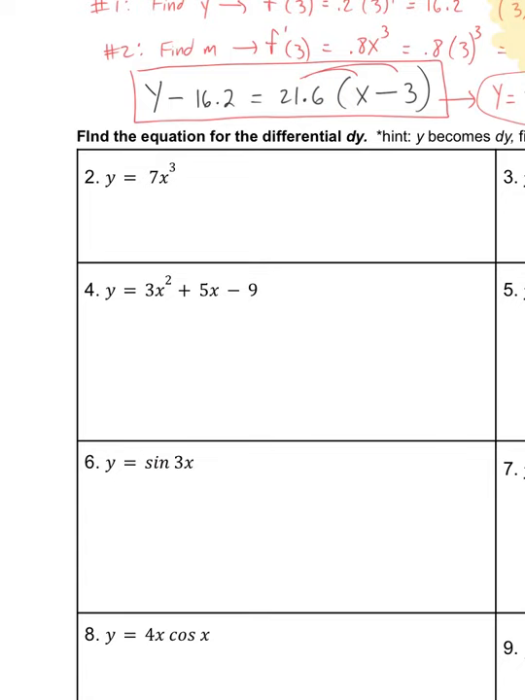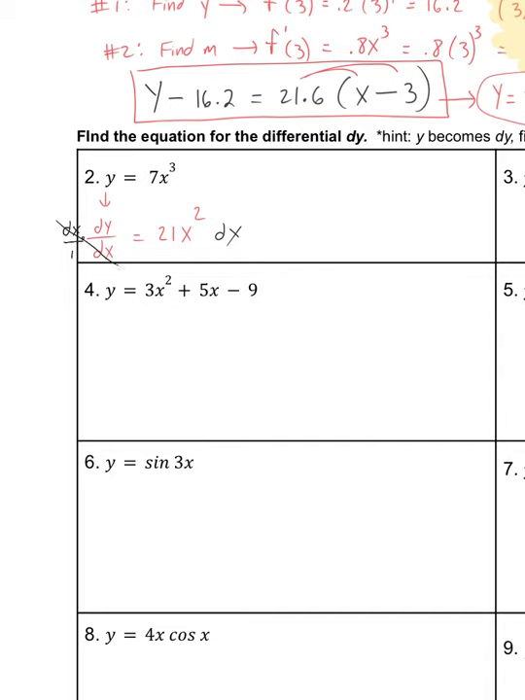Okay, to write a differential, we need to get dy all by itself. We don't have any differentials, so to get differentials to appear, we take the derivative of both sides. The derivative of y, we use Leibniz notation, and that becomes dy dx, and poof, we have differentials. To take the derivative of this, that is a power rule, so that becomes 21x squared. Now, in order to get dy all by itself, we need to get rid of dx. Since dx is in the denominator, I simply multiply both sides by dx.